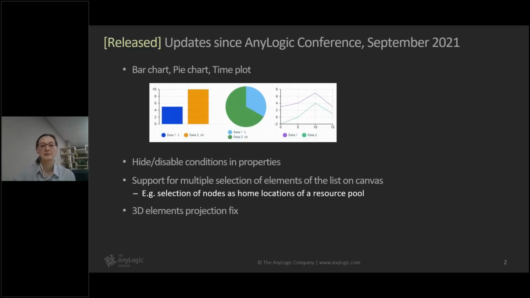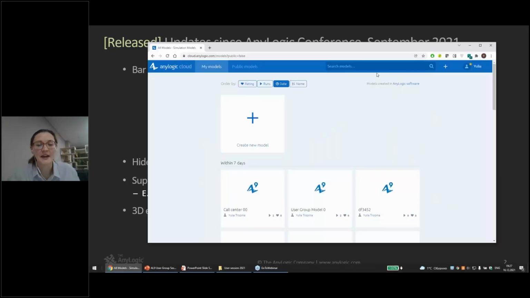For example, when you specify home locations of a resource pool, which is obviously used by most of our AnyLogic 8 users. We have fixed 3D elements, projections, and of course, besides this, there was a lot of internal work related to infrastructure and testing, and a lot of ongoing work, which we'll talk about in just a few minutes. I'm going to build a simple model. Let me switch to AnyLogic Cloud.